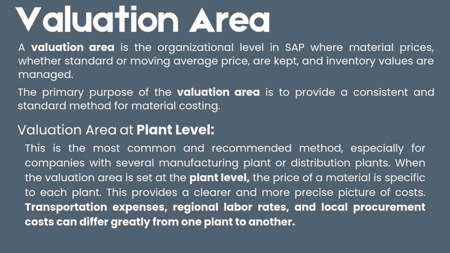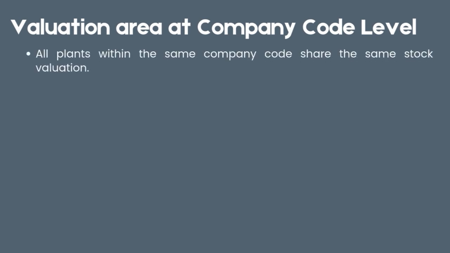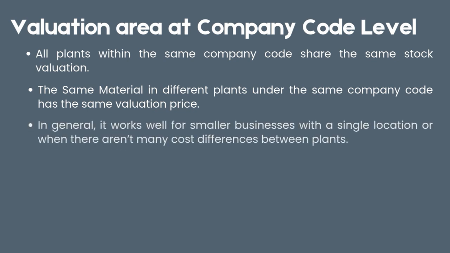When the valuation area is set at the plant level, the price of a material is specific to each plant. This provides a clearer and more precise picture of costs. Transportation expenses, regional labor rates, and local procurement costs can differ greatly from one plant to another. Valuation area at company code level. All plants within the same company code share the same stock valuation. The same material in different plants under the same company code has the same valuation price. In general, it works well for smaller businesses with a single location or when there aren't many cost differences between plants.